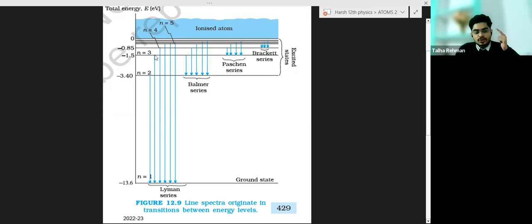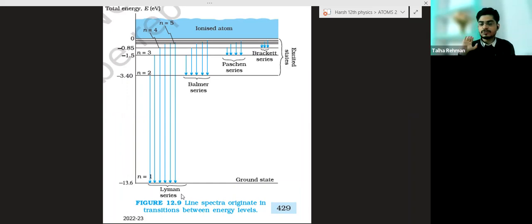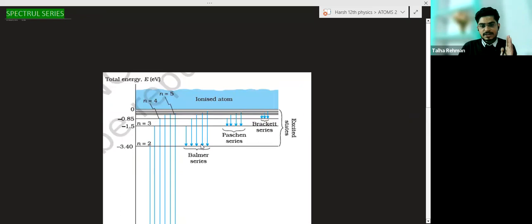For example, if the electron is moving from n is equal to 3 to n is equal to 1, from here also we will get one wavelength. Those series of wavelengths are the Lyman series, Balmer series, Paschen series, Brackett series. When the electron is moving from any other energy level to n is equal to 1, that is the Lyman series. So what is the condition for the Lyman series? The electron finally moves to n is equal to 1. And what is the condition for the Balmer series?